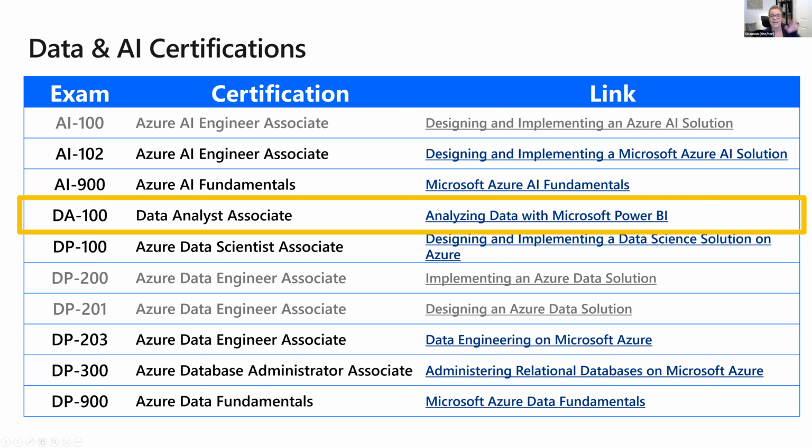So this can also lead to confusion. I probably shouldn't even have included these on the slide, but you can still take these exams up until the end of June, and that is when they will retire and only the new exams will be available to take.